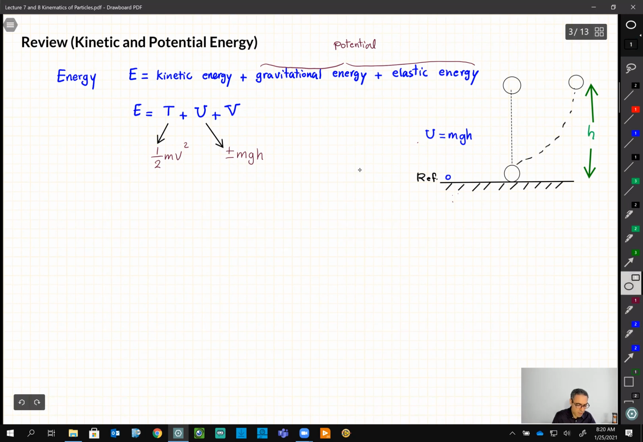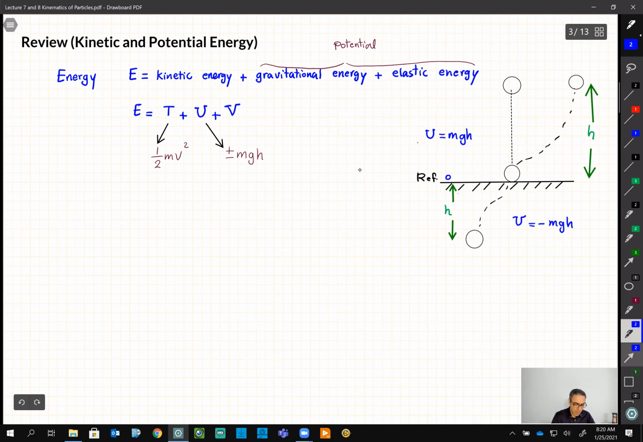Now, if this mass decides to come down somewhere here, again, it doesn't matter if it comes straight to that point or on a curved path. All we care about is the distance from the reference. Let's call this one h. So this time, U is going to be minus mgh.